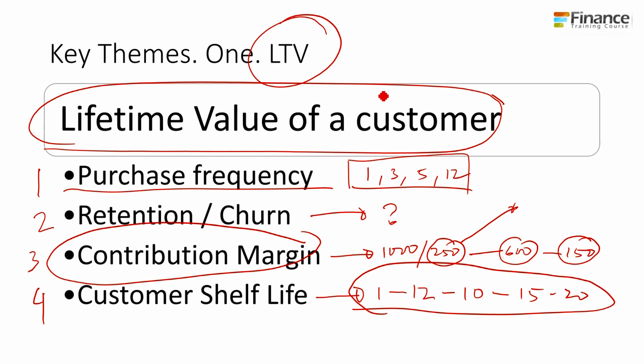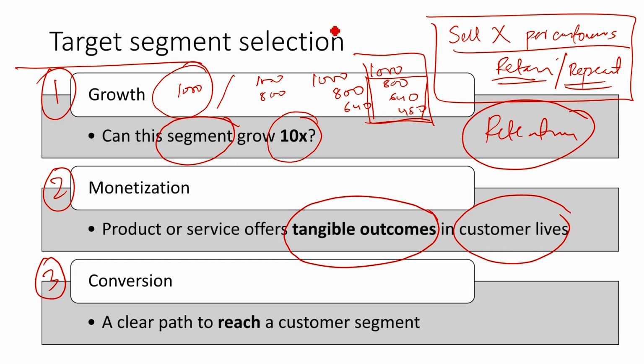LTV of a customer basically means lifetime value of a customer, but how do you select the customer? So the segment selection decision is one of the most important decisions you can make. And as an investor, as a fund manager, I would really want to understand why this specific segment. What are the attributes of this segment? The three attributes that I'm specifically interested in: A, does this segment have a natural growth path to growing 10x over the next 10 years? B, do you understand how to monetize it? C, how would you convert it?